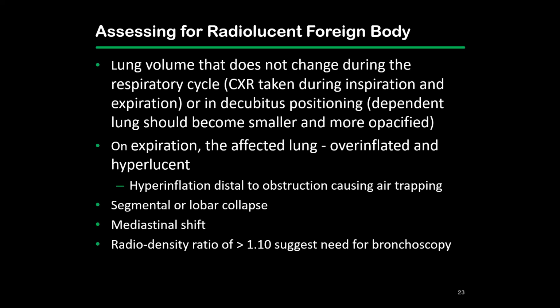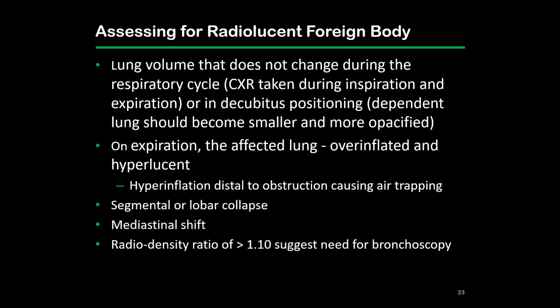And the lung should normally become smaller and more opacified if it's the dependent lung. And if it doesn't do that, then it shows you that there's some air trapping present. And so again, on expiration, or in the decubitus positioning, the affected lung will be overinflated and hyperlucent compared to the other lung.